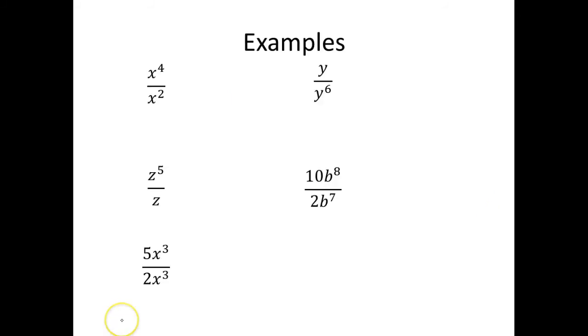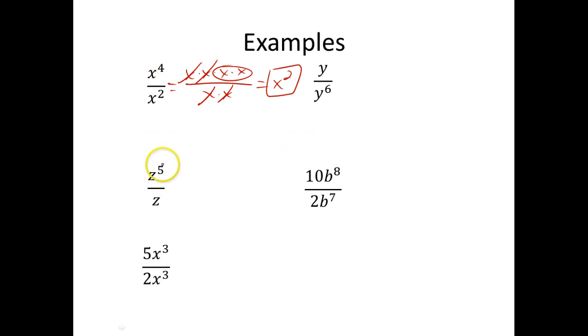So let's try some examples with that. Start out here with x to the 4th over x squared. So that's going to be x times x times x times x over x times x. Just showing how it works. So we cancel out 2 of them. We end up with just x squared, which is exactly the difference of the top and bottom. X to the 4th over x squared, just subtract 4 minus 2.